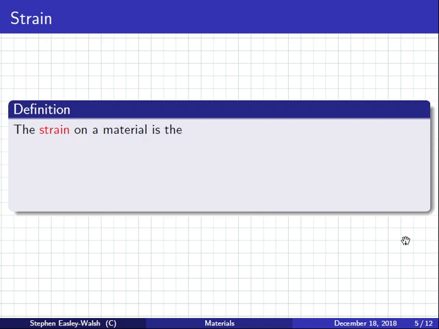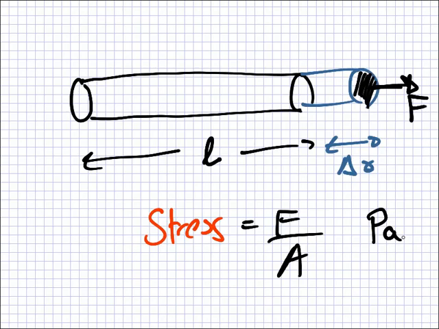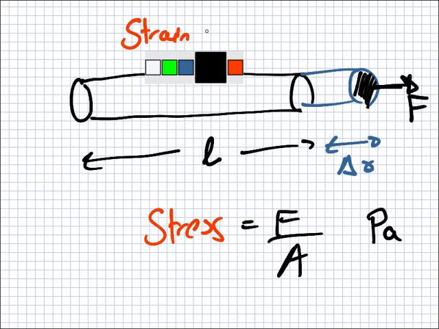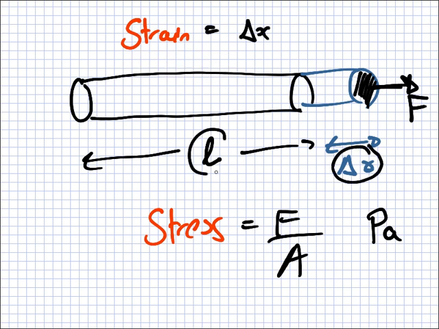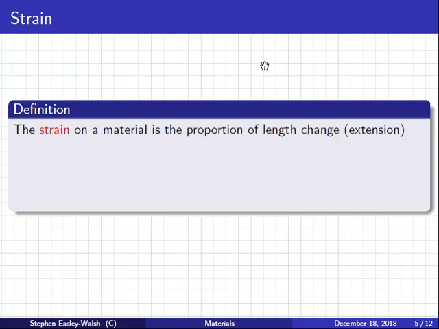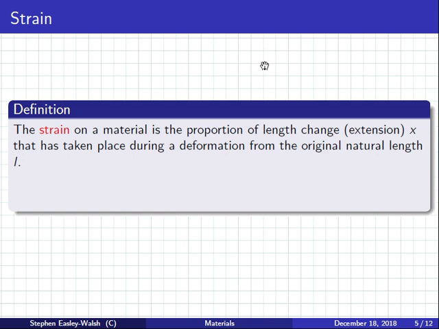Strain next. The strain on the material is equal to this divided by this. It's the extension compared to natural length, so it's X over L. Now, what's the unit of strain? Percent? Kind of, not really. It's no units. We say it's unit free.